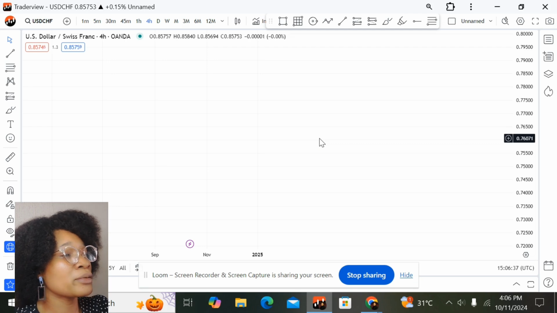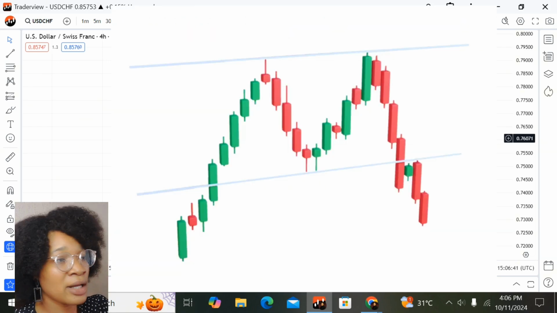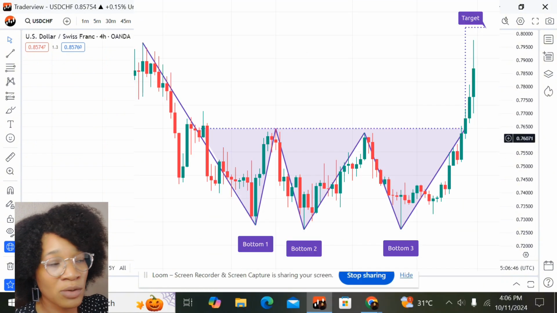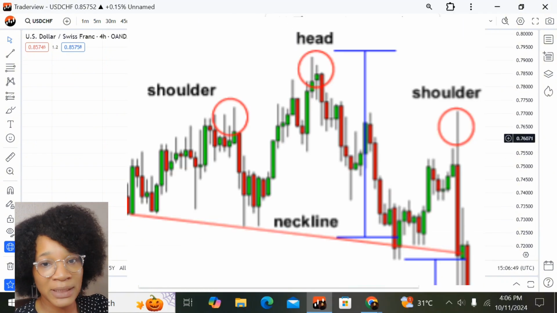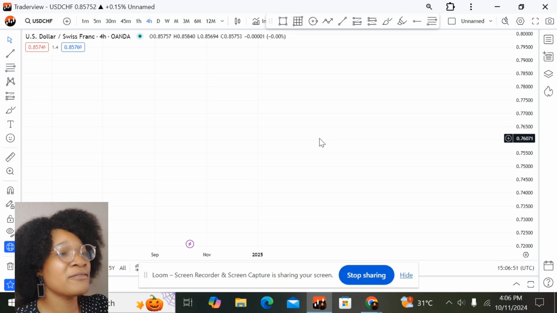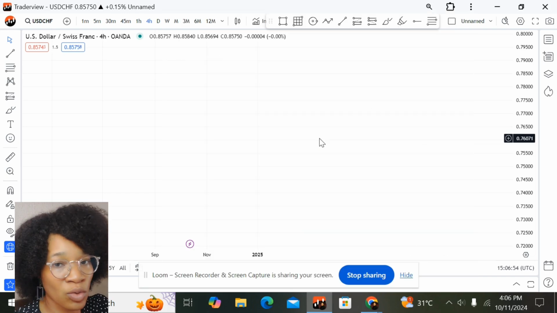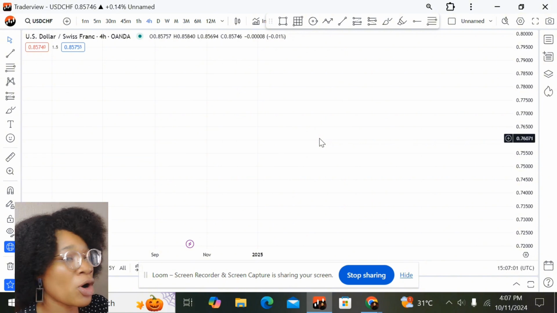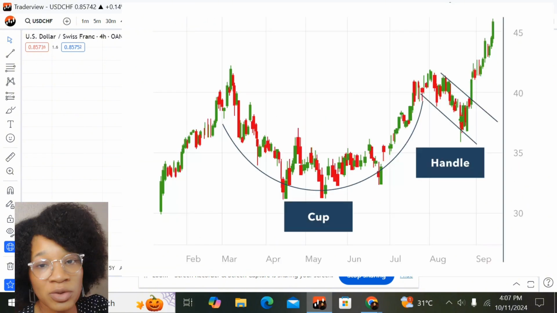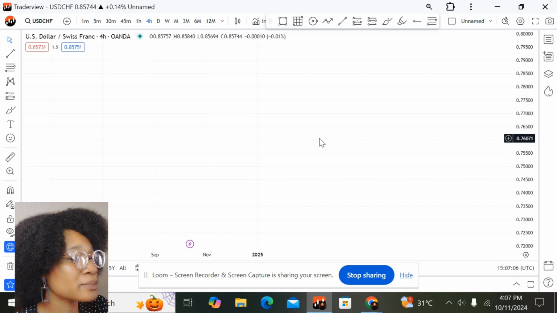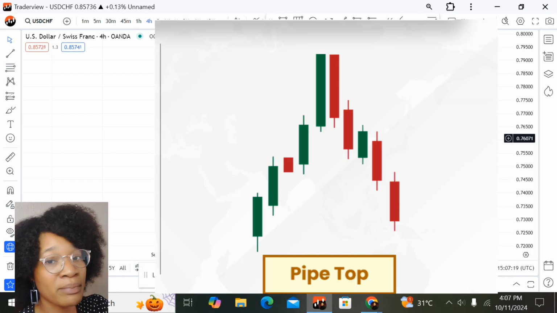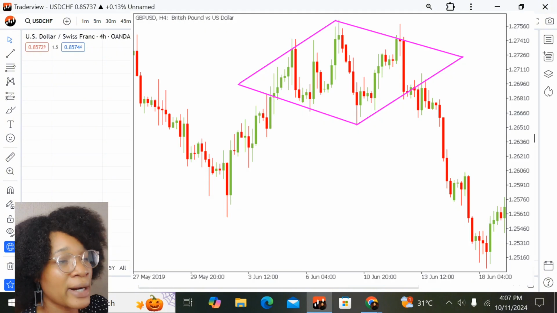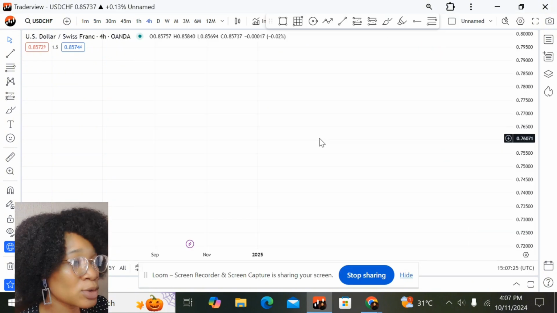So we have the double top, the double bottom, the triple top, the triple bottom, and the head and shoulders pattern, right? We also have the inverse head and shoulders. Everything I mentioned, they're just opposites of themselves. All right, the cup and handle, and we have the inverse cup and handle. We have pipe top, pipe bottom, diamond bottom, diamond top. There are a lot of chart patterns, like I said.